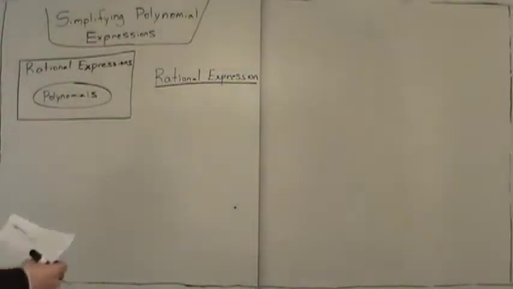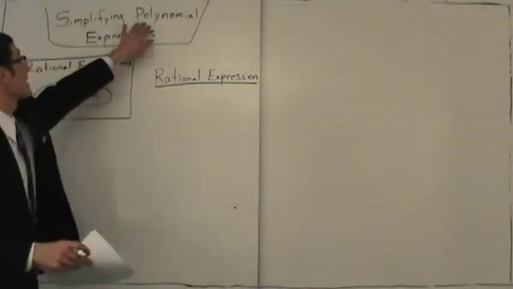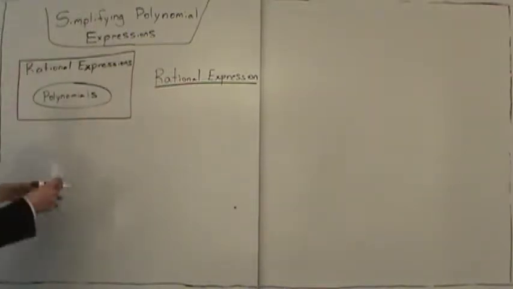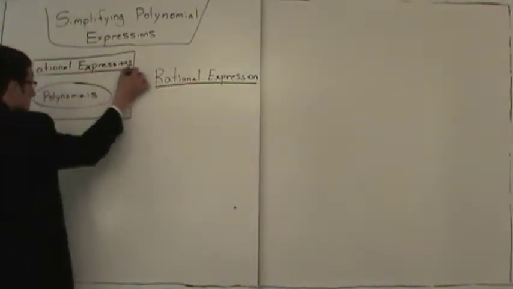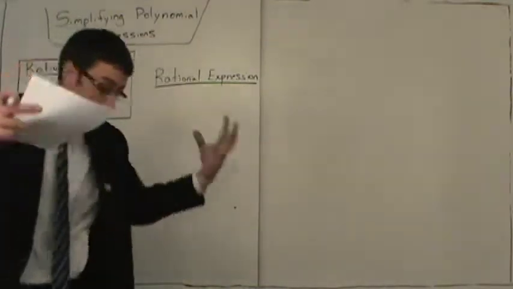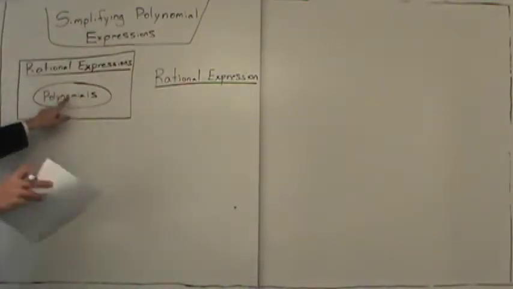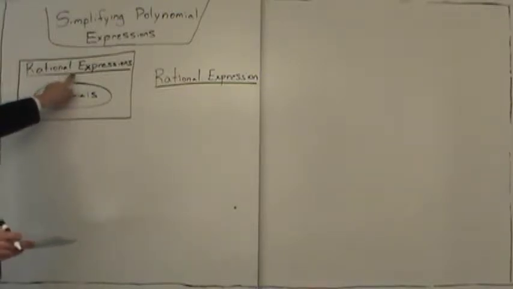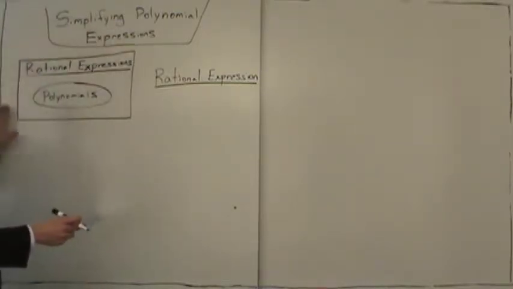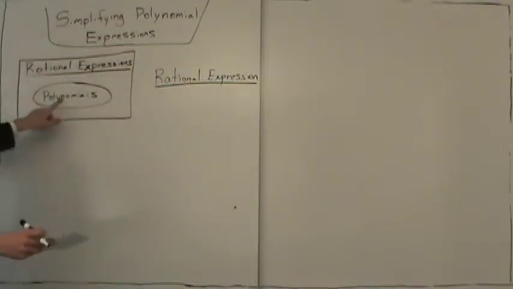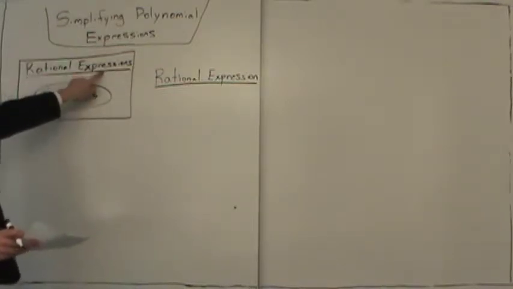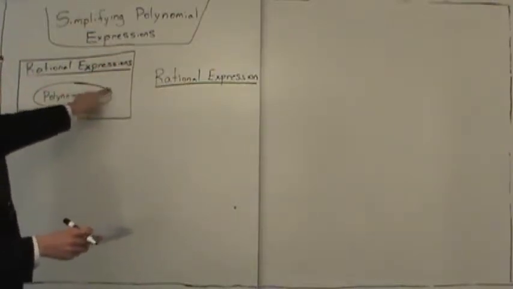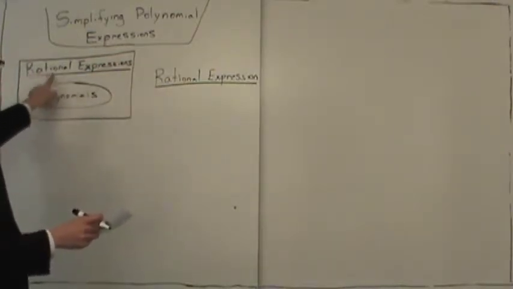All right, welcome back. This is the second lesson on simplifying polynomial expressions. Now remember, technically we are working with rational expressions. Rational expression is more general, and I want to remind you from the last video this was covered. Every polynomial is a rational expression. If rational expressions represent the big set, every polynomial is a rational expression, but it is not the case that every rational expression is a polynomial. Polynomials are a specific type of rational expression.